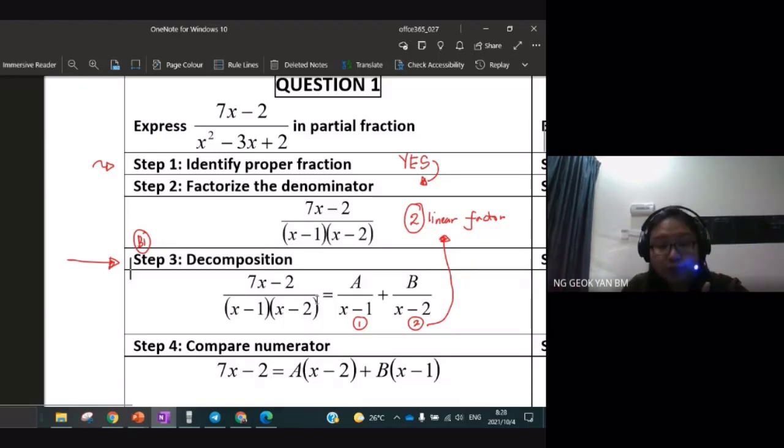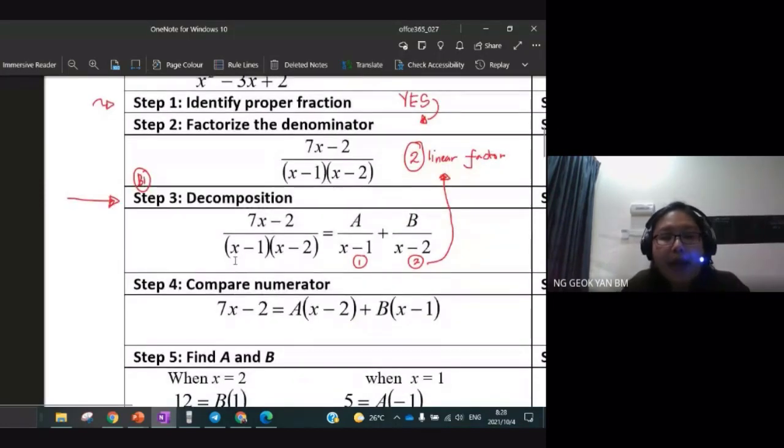The correct decomposition. If here you get zero, it means that the whole question is zero. You will not get any marks, because you are already wrong in terms of decomposition. It will not lead to the same answer. Okay? So that's why step 3, decomposition, is very important. And then after that, we proceed to step 4. Compare the numerator. Straight away compare the numerator.